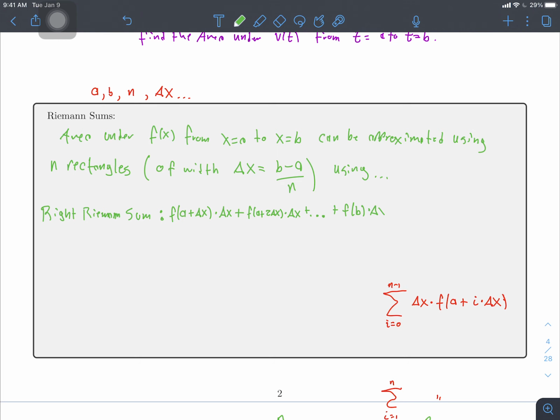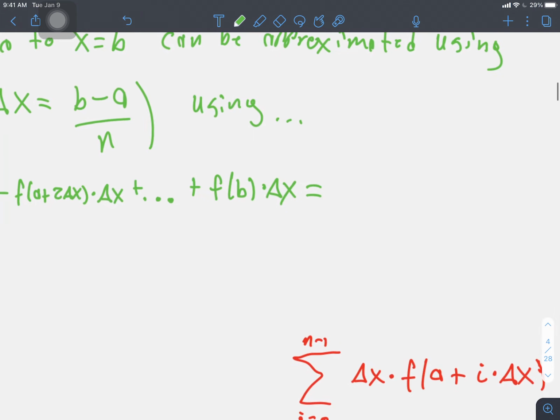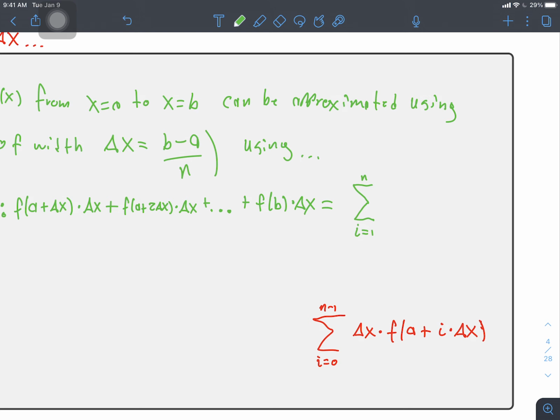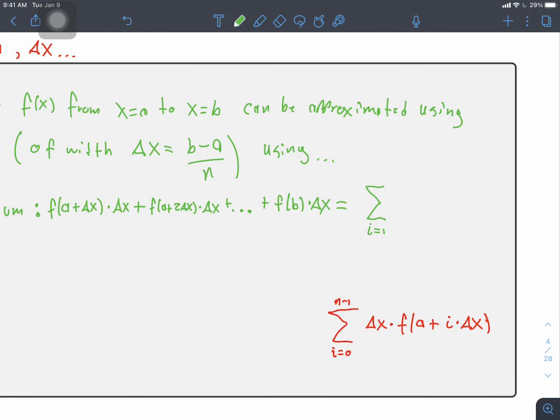Okay? So, the way we write this using summation notation is as follows. We could do the sum from i equals 1 to n of, what do I take? I take the function and I plug in a plus whatever i is times delta x. And I multiply by delta x. Okay, so this sum is going to be taken from i equals 1 to n.